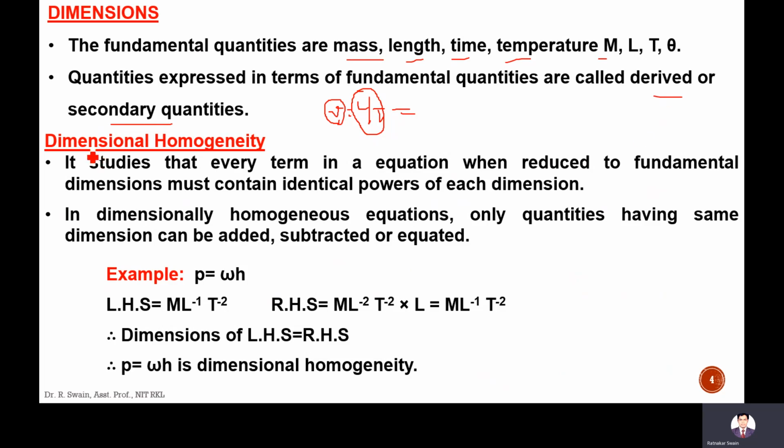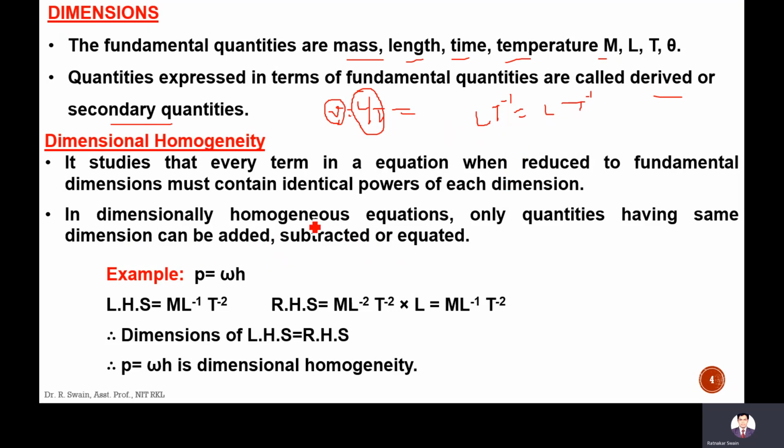What is dimensional homogeneity? It states that every term in an equation, when reduced to fundamental dimensions, must contain identical powers of each dimension. For example, velocity is L T minus 1. It is length per unit time, L and T minus 1. So LHS and RHS are matching. In dimensionally homogeneous equations, only quantities having the same dimensions can be added, subtracted or equated.